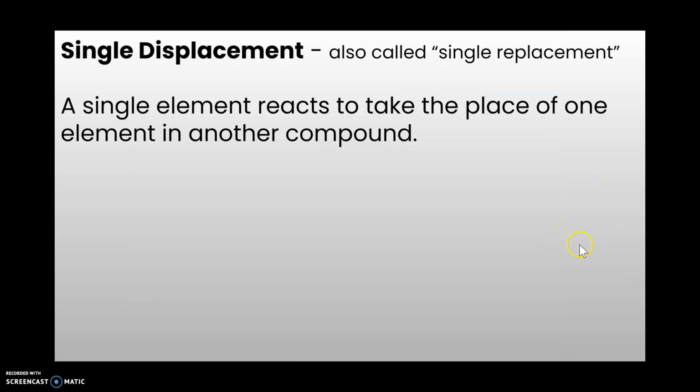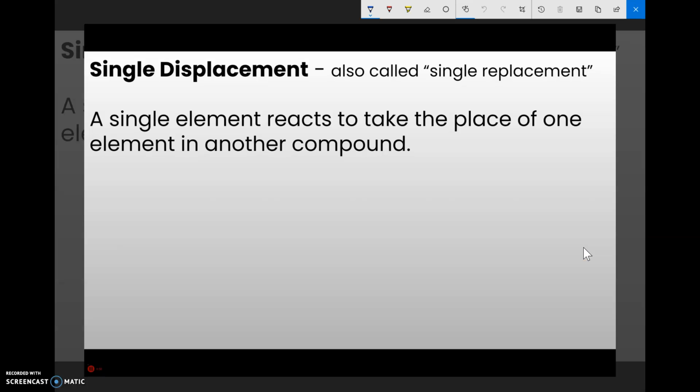The third type is called single displacement. Sometimes we call it single replacement. So whether you have the prefix dis or re before placement, it means the same thing. This is when we have a single element and it reacts to take the place of one element in another compound. So this is what it looks like. You're looking for a single element and then a compound on the reactant side. This is all on the reactant side.